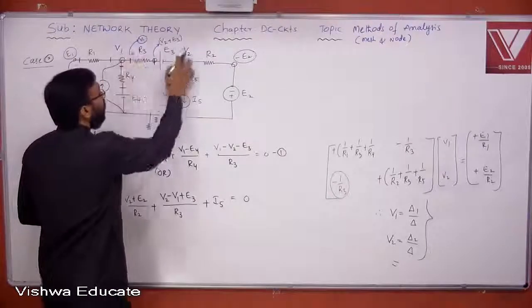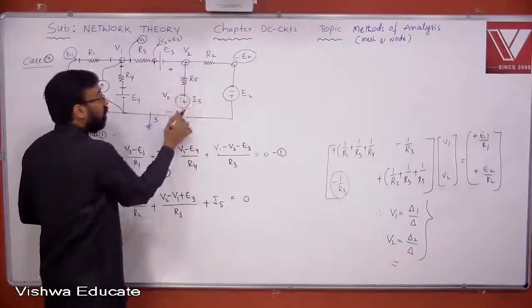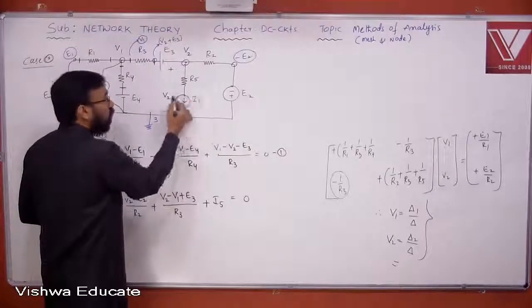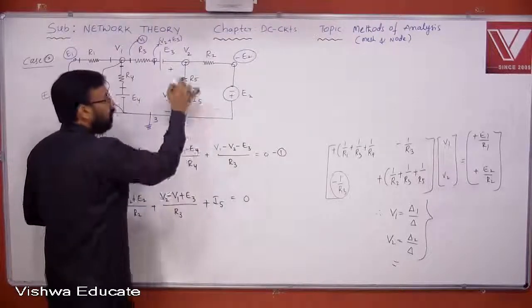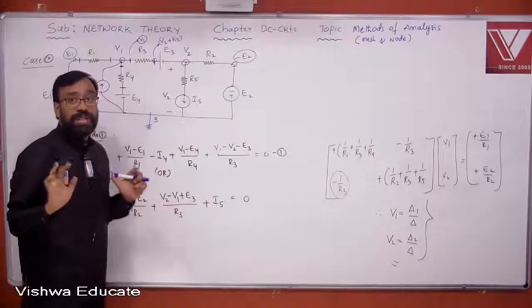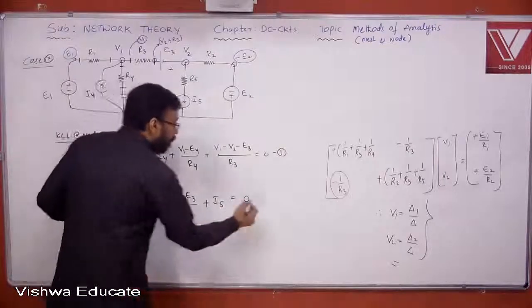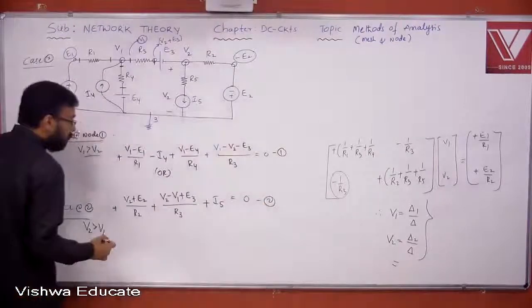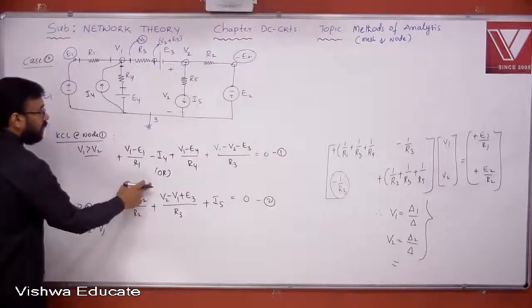For finding V1, V2, you can neglect it. But for finding the power of this current source or the voltage across this current source, you are not supposed to neglect it. Please do remember all these concepts. Second, now let me apply inspection here.